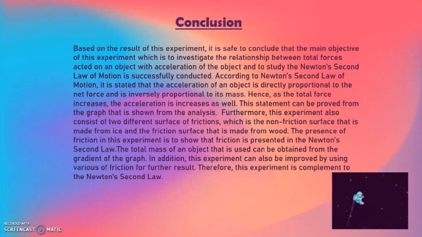Furthermore, this experiment also consists of two different surfaces of friction, which are the non-friction surface made from ice and the friction surface made from wood. The presence of friction in this experiment is to show that friction is present in Newton's second law. The total mass of an object that is used can be obtained from the gradient of the graph. In addition, this experiment can also be improved by using a variety of friction for further results. Therefore, this experiment complements Newton's second law.